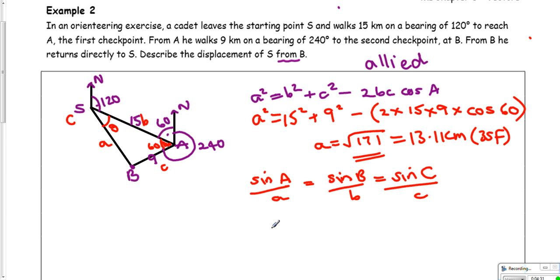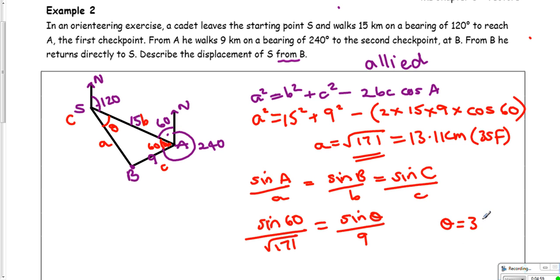So we'll use A, so it's sine of 60 on the top, and I'll use that full value on the bottom, that's why I kept it root 171. And then the other one, if I want to know theta, then I'm talking about C. So it's sine of theta on the top, and c on the bottom, which is 9. Pause the video, see if you can work out what that angle is. And you should have got 36.6 degrees.